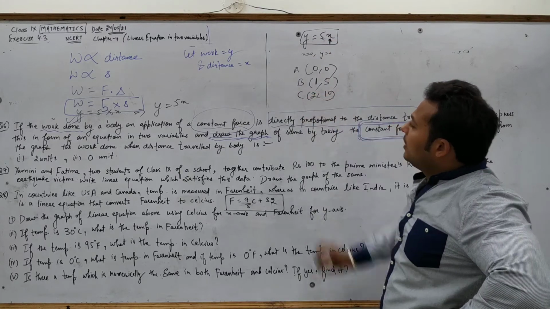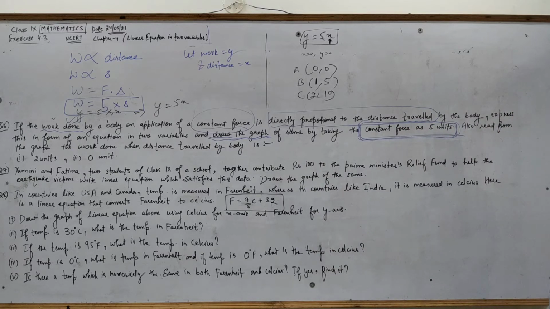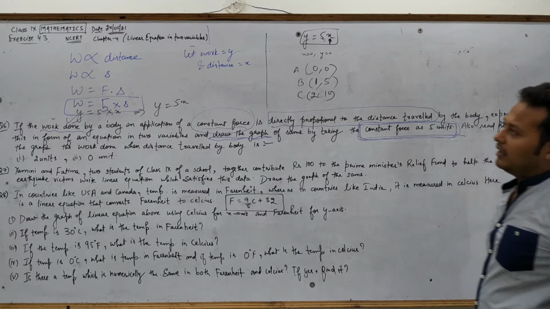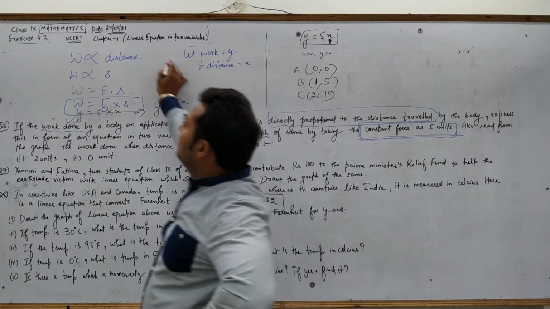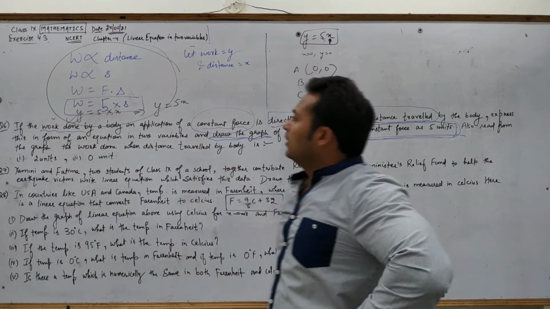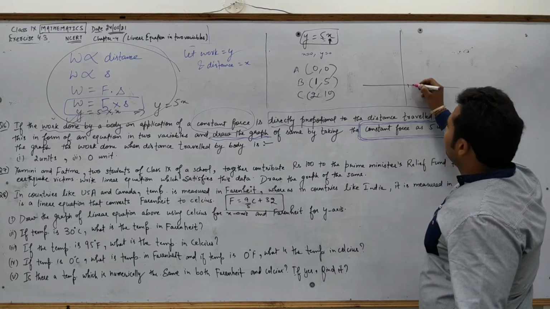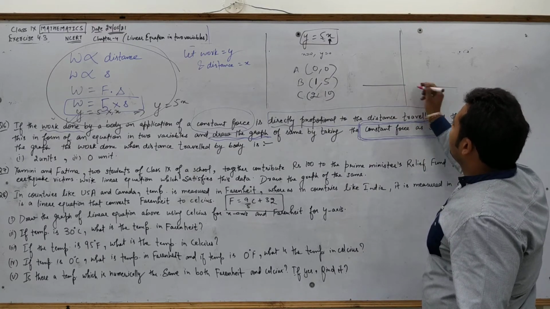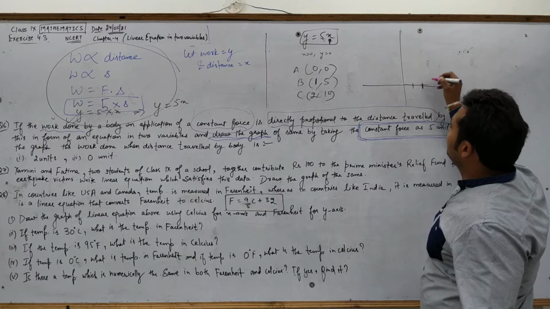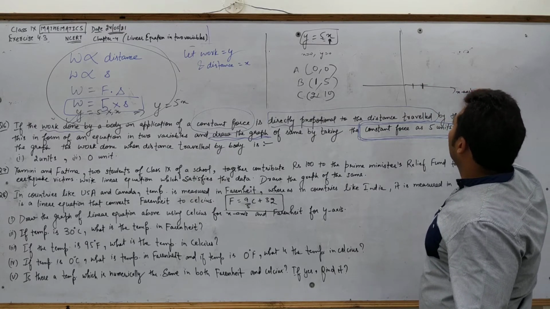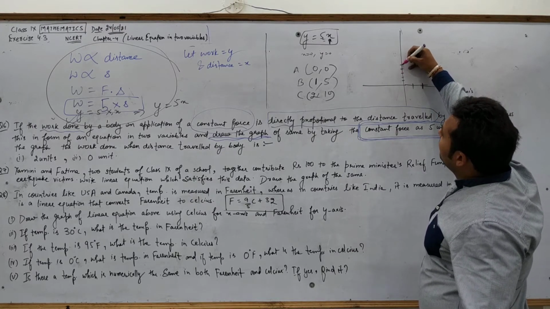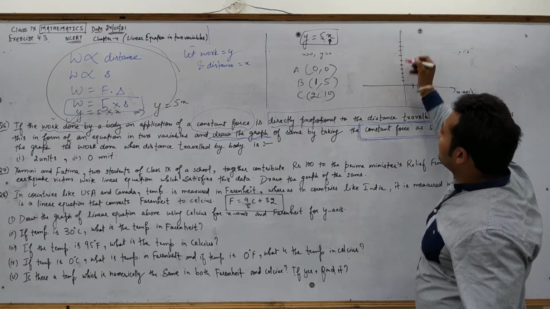Now we are to draw these points on the graph, and that will represent this equation. So let us draw our graph. Take a little bigger one, 1, 2 on the x-axis. Okay, 1, 2, 3, 4, 5, 6, 7, 8, 9, 10.